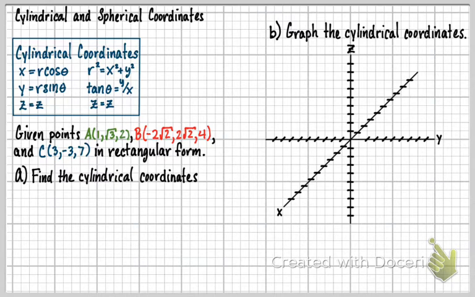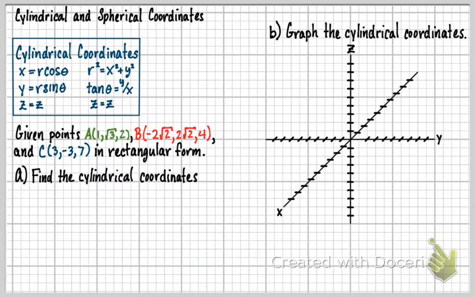So we're just going to use these equations we have above. Now we're going to use this side right here because we know our x's, y's, and z's. So therefore, we're going to be taking this rectangular form, which are the x's and y's, and we're going to be turning it into r's and thetas and z's. So we're going to be going from rectangular to cylindrical.